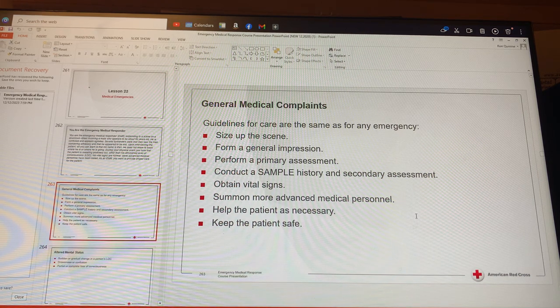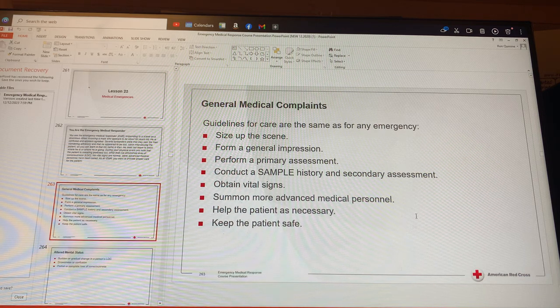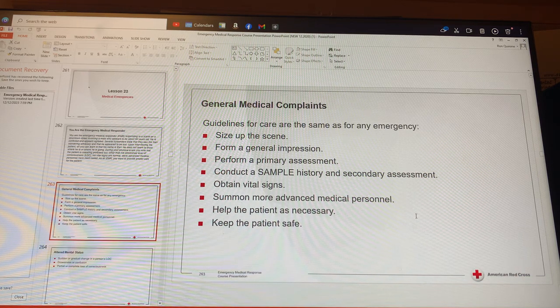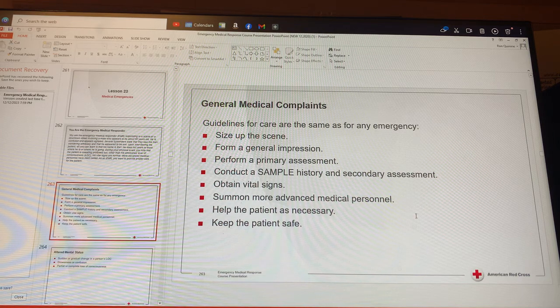Perform a primary assessment to identify and correct any immediate life-threatening conditions. Conduct a SAMPLE history and secondary assessment to gather additional information whenever possible. Obtain vital signs. Summon more advanced medical personnel. Help the patient rest comfortably. Keep the patient from getting chilled or overheated. Provide reassurance. Prevent further harm. Administer supplemental oxygen if it is indicated based on local protocols.